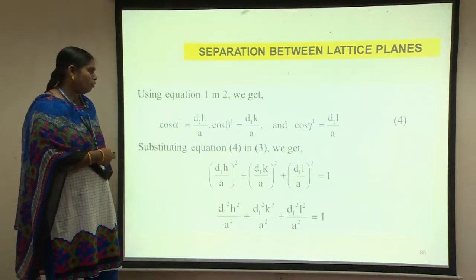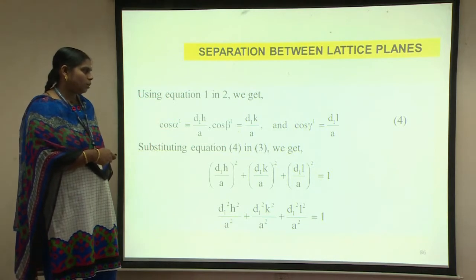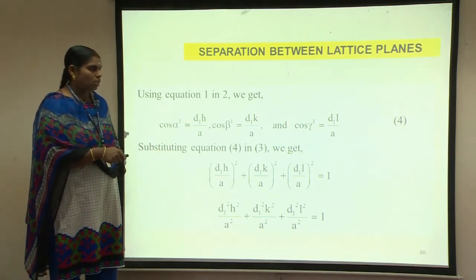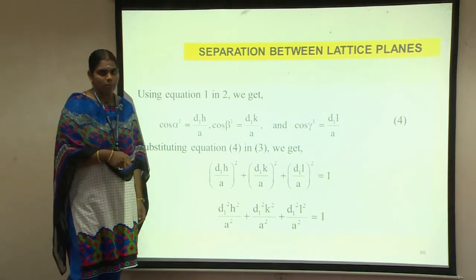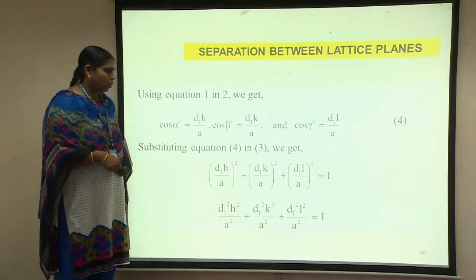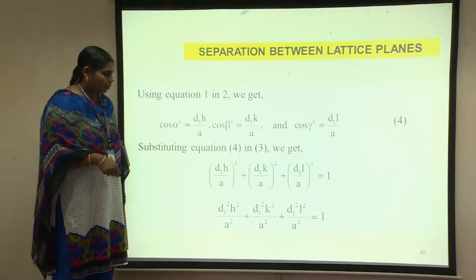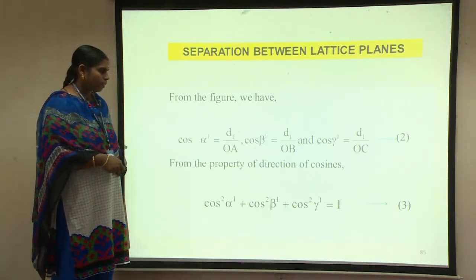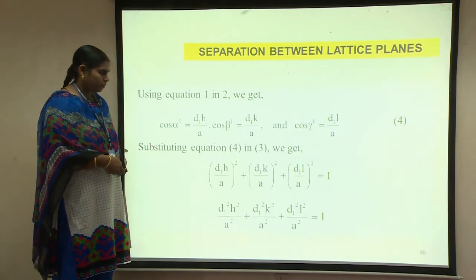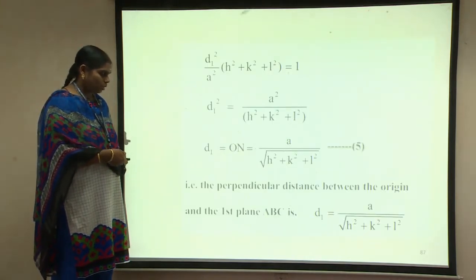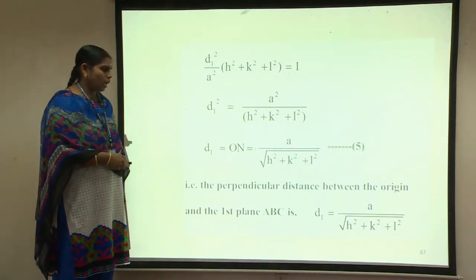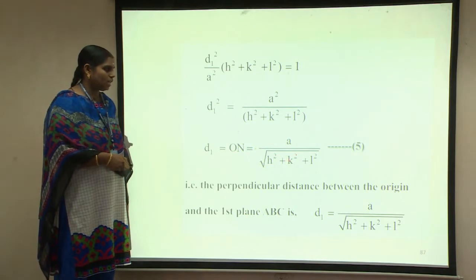Now substituting the value of cos alpha dash, which is d1, which is ON, divided by OA, which is a by h. Likewise, d1 k by a, and cos gamma dash is equal to d1 l by a. Substituting that in our direction cosine formula, we get d square is equal to a square by h square plus k square plus l square. In other words, d1 is going to be a by root of h square plus k square plus l square.